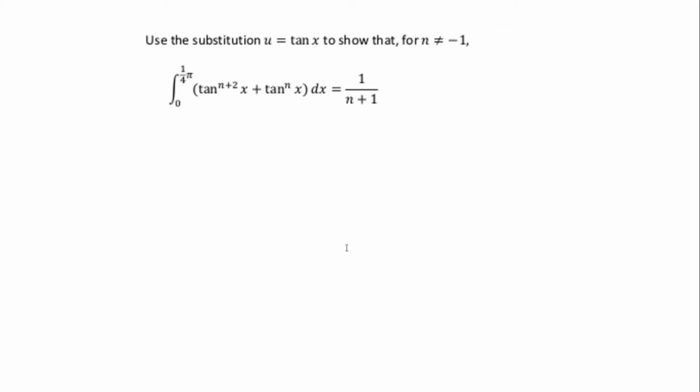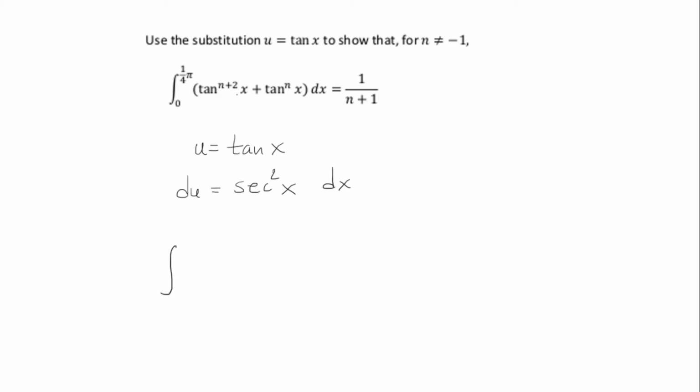So here I want to use a substitution, the u is tangent of x, to show that this integral is equal to 1 over n plus 1. Okay, so we're going to use u substitution. We'll let u equal tangent of x. That means du is secant squared x dx. And now I'm just going to replace everything.